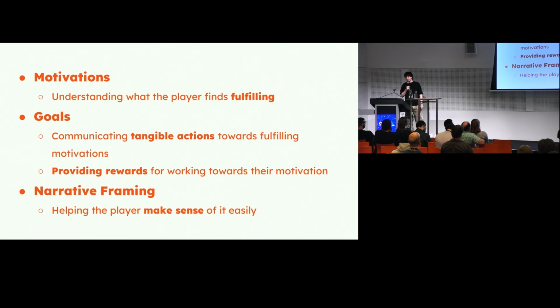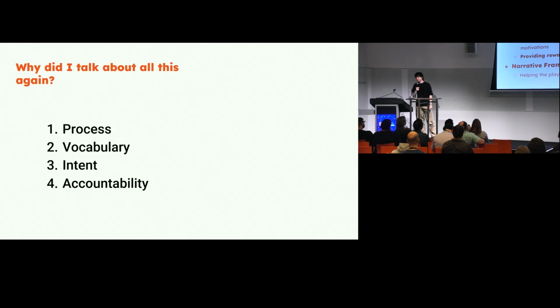Just to recap, because we're pretty much out of time: motivations, understanding what the player finds fulfilling; goals, communicating tangible actions towards fulfilling those motivations; and providing rewards. Hey, you did it, that's great, you got some points, whatever. And narrative framing: help the player make sense of it, allude to these motivations and goals using a narrative framing that already contains those motivations and goals. Thanks. That's it.